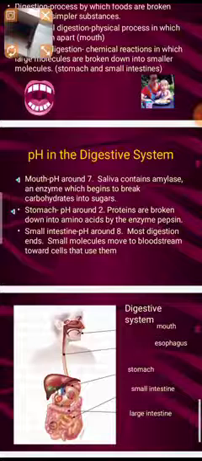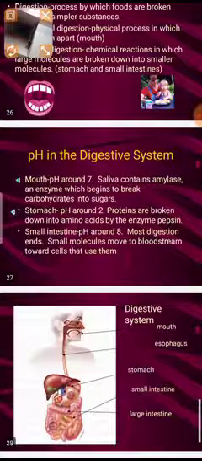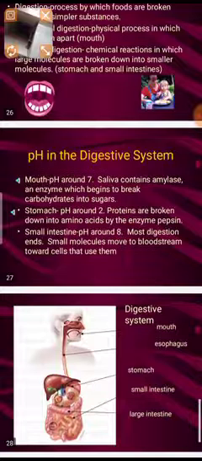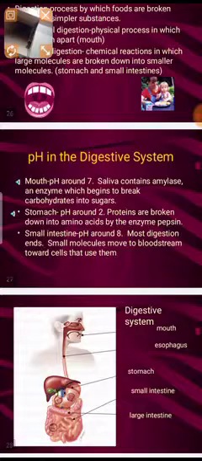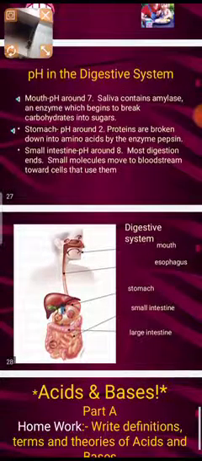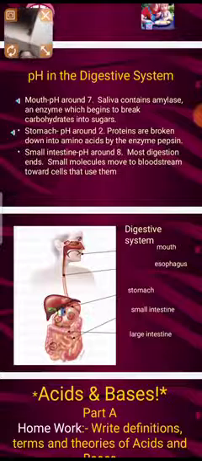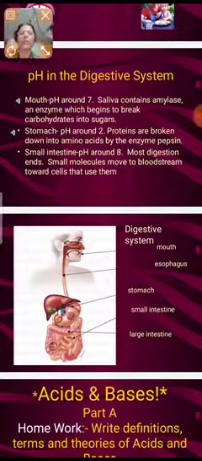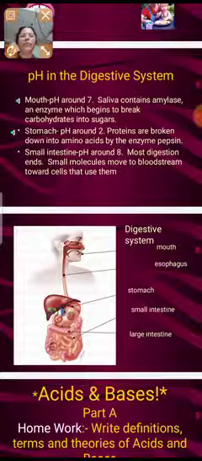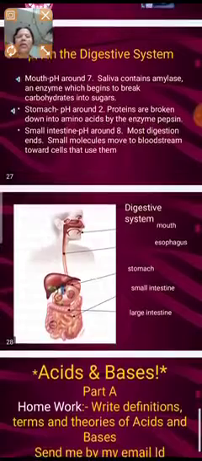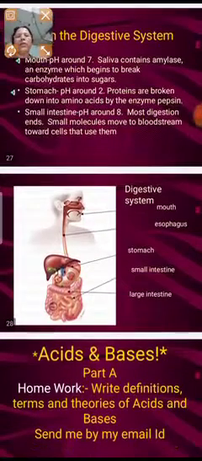And in the small intestine, where the pH is around 8, it is basic. Most digestion ends here. Small molecules move to the bloodstream and towards the cells where they are used. So this is the enzymatic reaction which shows how acidic, basic and neutral pH affect us. This picture on the screen shows the digestive system: mouth, esophagus, stomach, small intestine and large intestine. So this is how food is converted into blood.